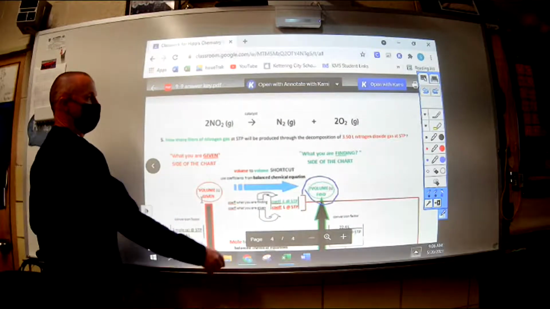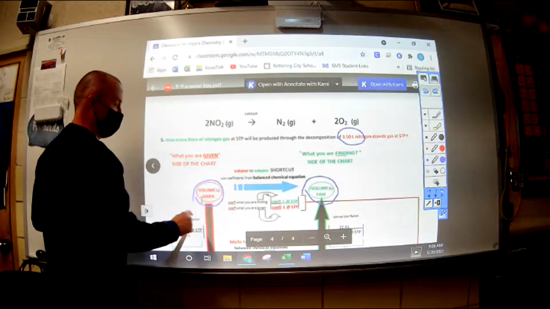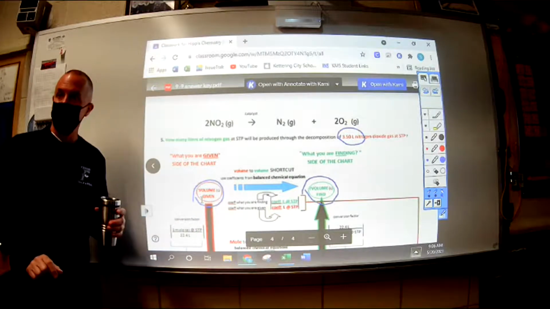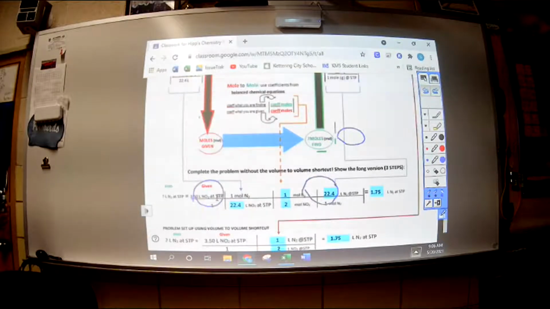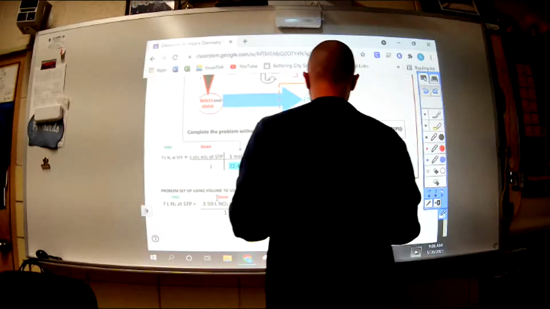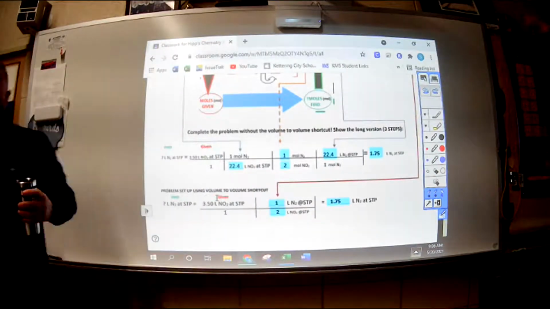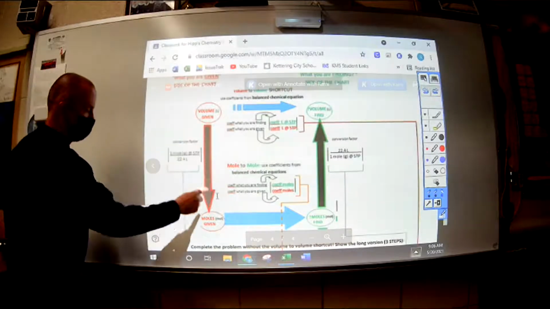Will be decomposed by 3.5 liters. So we're given a volume, yes? So we're given a volume and we're asked for a volume, and they asked us to do it the long way as well as the shortcut. So let's take a look at the setup for the long way. First setup, I have to go from volume to moles.